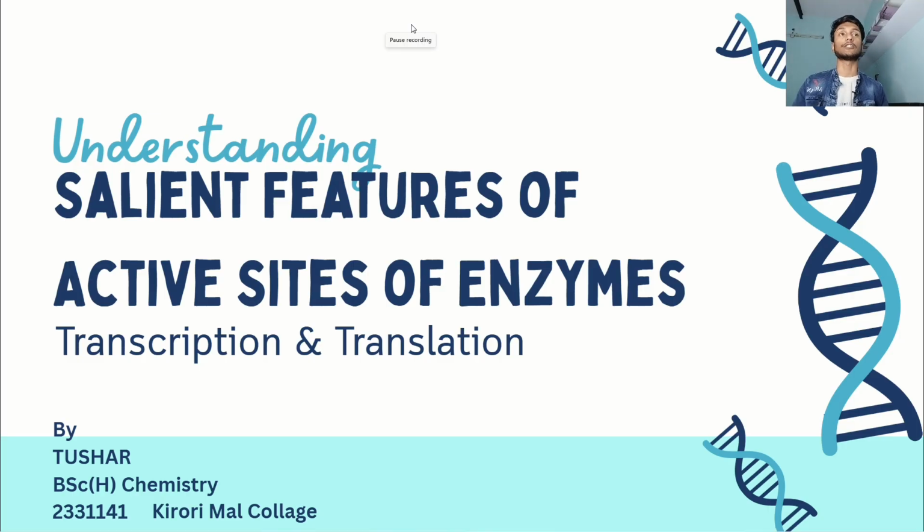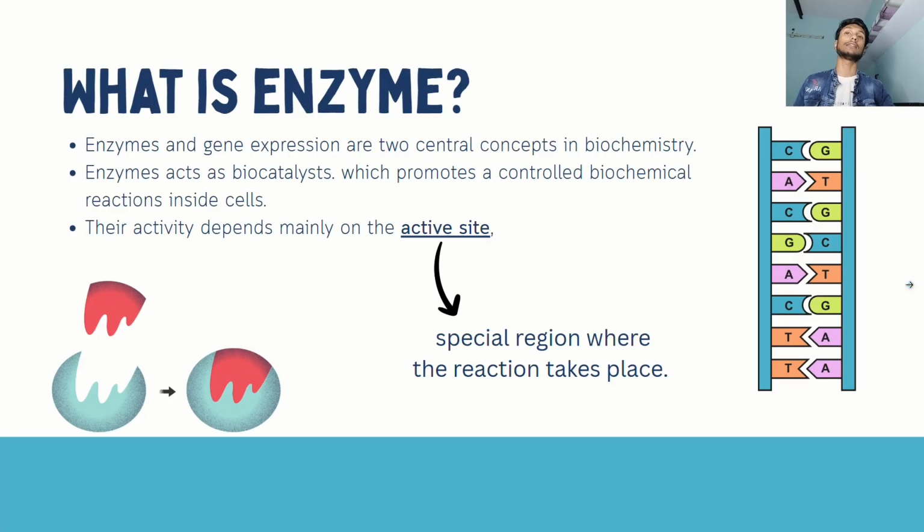Today I am going to explain three major topics of biochemistry. First one is the salient features of active sites of enzymes. Second one, transcription. Third one, translation. These three topics basically show how our cell runs, how reactions happen in our biological system, and how genes convert into proteins. So, in the first slide, let's introduce what is an enzyme.